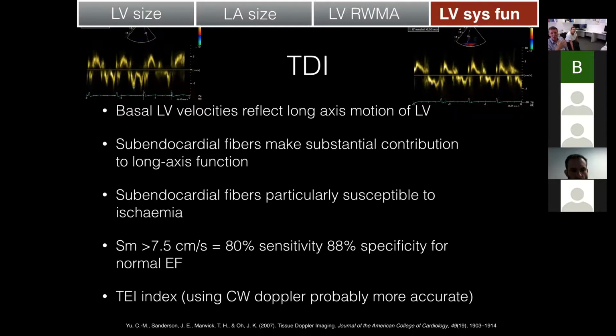And the reason why that's good is just looking at longitudinal function, which is mainly done by the subendocardial fibers of the left ventricle, which are the ones that are most sensitive to ischemia because they're furthest away from the coronary arteries. So you've got coronary capillaries to get down to the subendocardial layers. And cutoffs about 7.5 tell you whether you've got some form of reduced systolic function. And particularly I'm talking about the S prime.